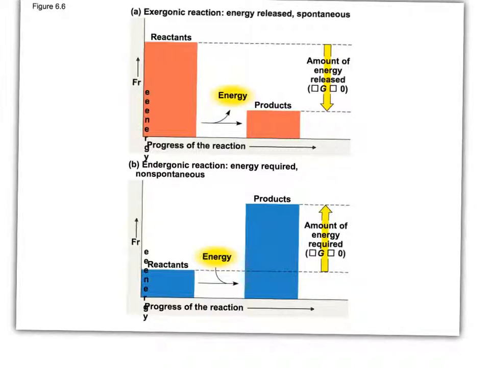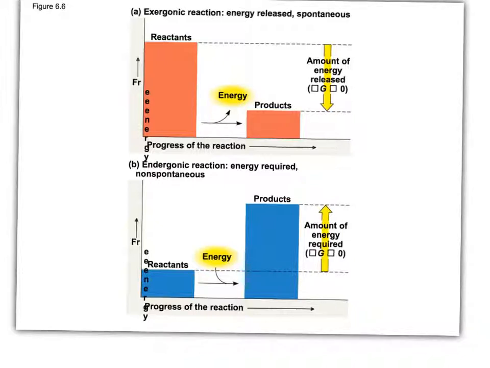This is what you see here. An exergonic reaction: here are the reactants, the energy state. The reaction progresses. Here are the products. There's a change in free energy. The products are at a lower energy state than the reactants. The opposite is true for the endergonic reaction.